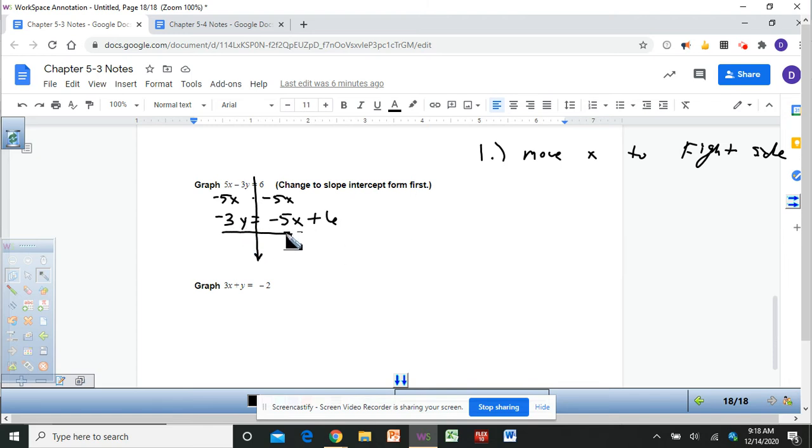Now I can divide by negative 3 because I want to get y by itself. So y equals 5 over 3x minus 2. So now we can graph that.